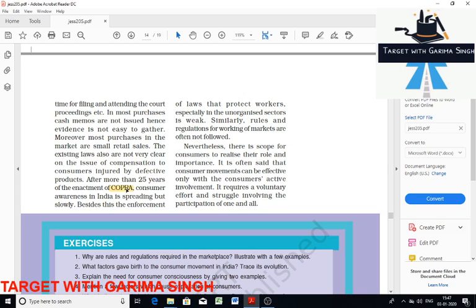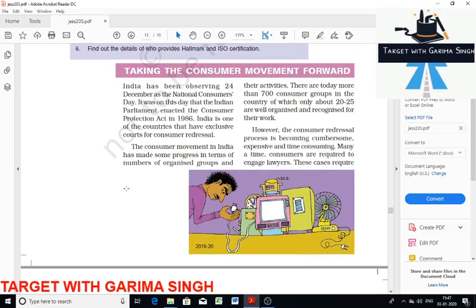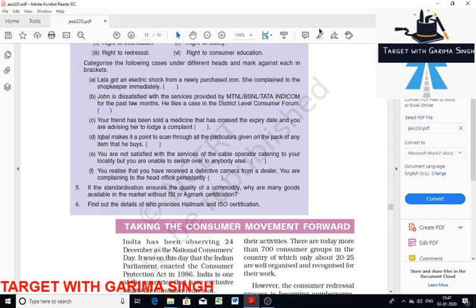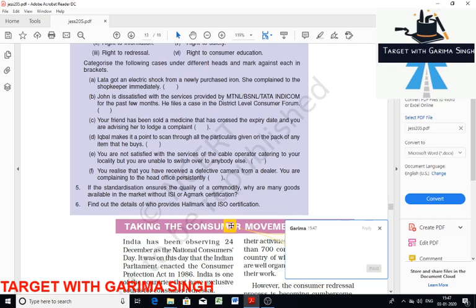India observes 24 December as National Consumer Day. I think I should write it here: 24 December, National Consumer Day. Keep in mind, India observes 24th December as National Consumer Day. It was on this day that the Indian Parliament enacted the Consumer Protection Act, that is COPRA, in 1986.